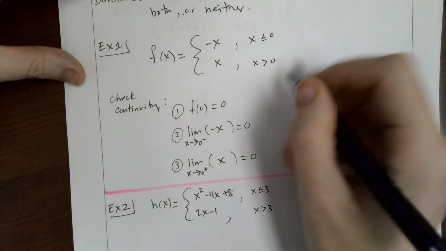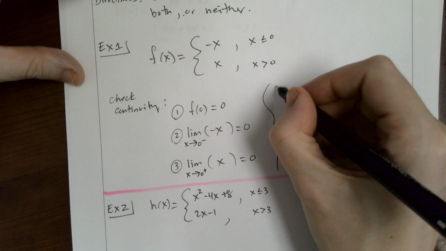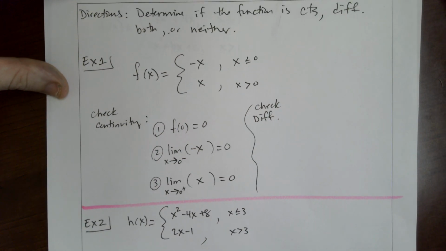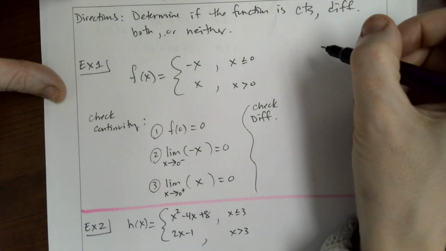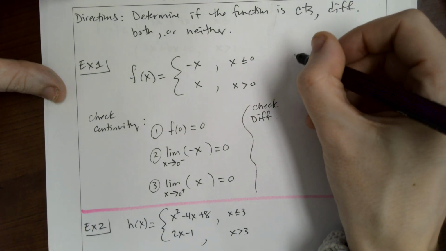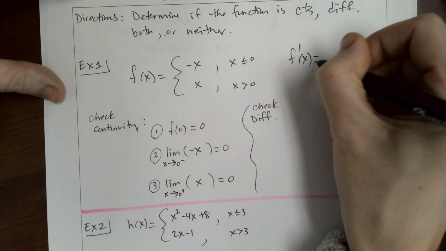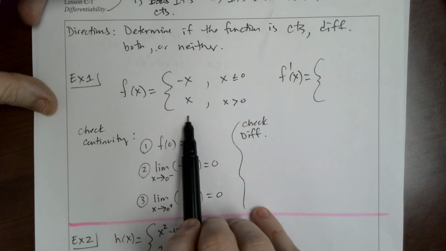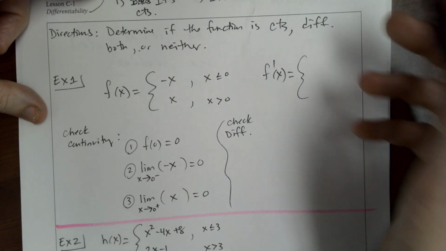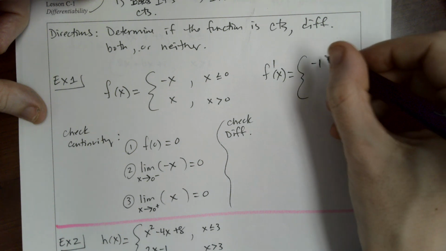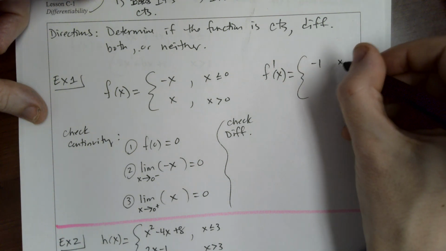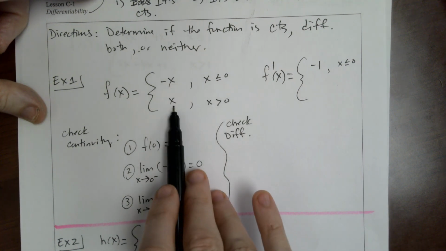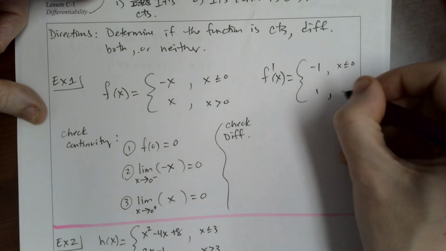Now check differentiability. Okay, so guys, in order to do this, what you've got to do is take the derivative. So you'll have f prime of x, and then we're going to take the derivative of each of these parts. So the derivative of negative x is negative 1. So negative 1 for x less than or equal to 0. So I'm just copying that. And then the derivative of x is 1.